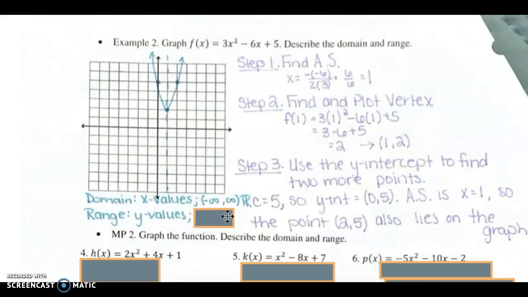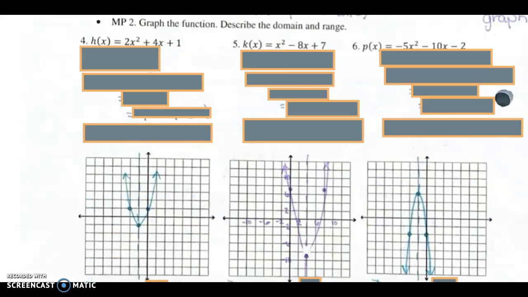Hopefully you remember that we do y is greater than or equal to, or less than or equal to, that y value. So you can write it like this, from 2 to infinity, or you can say that y is greater than or equal to 2, which is how we've written it before. Okay, so try these on your own. Pause the video and try them on your own for a second.